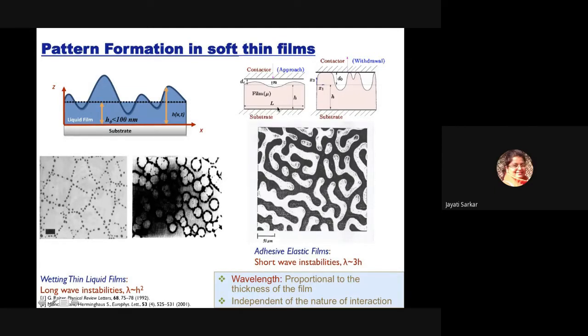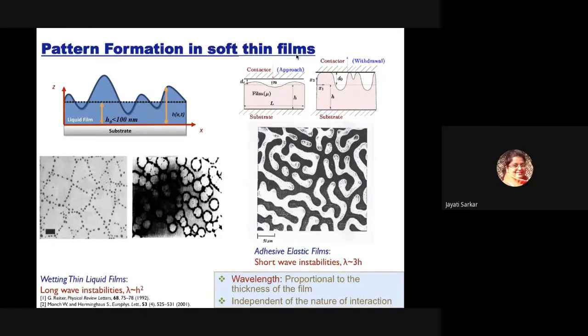And when this contactor is retracted back, it is seen that these instabilities persist for certain distances, and eventually everything becomes laminar again. The snap-off distance where these instabilities go away is at a much higher distance than the critical distance where the instabilities were first seen during the approach mode.